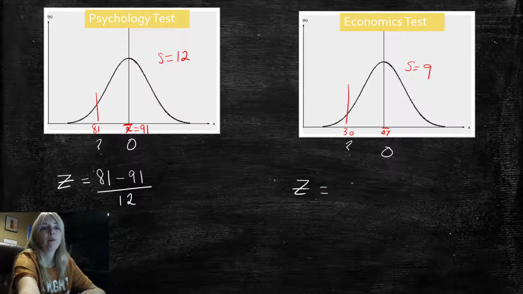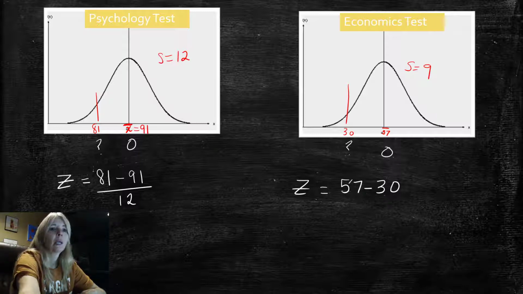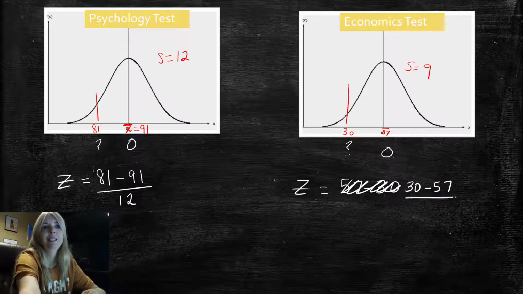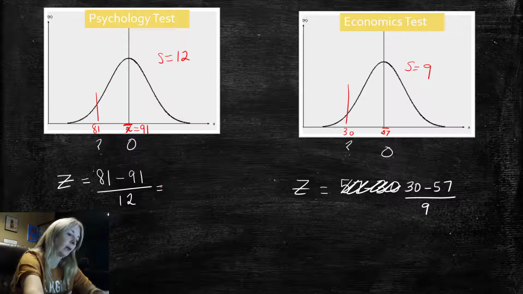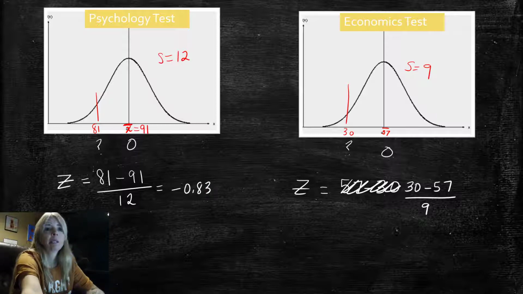So we do the same thing over here. The mean is X bar, 57. The value of interest is 30, the mean is 57, and then divide by 9. If I put both of these in a calculator, the first one I get negative 0.83, and this one I get negative 3.